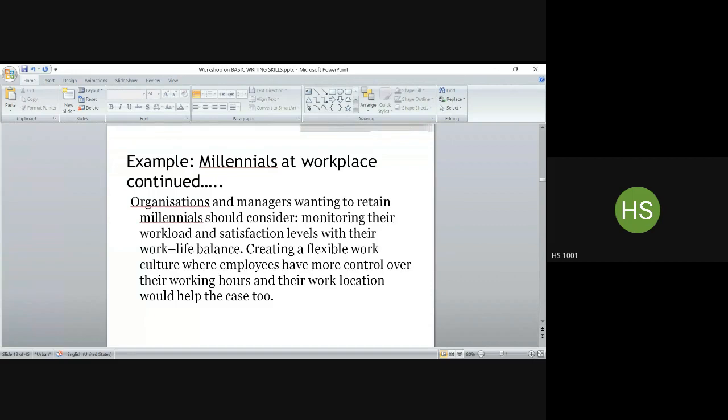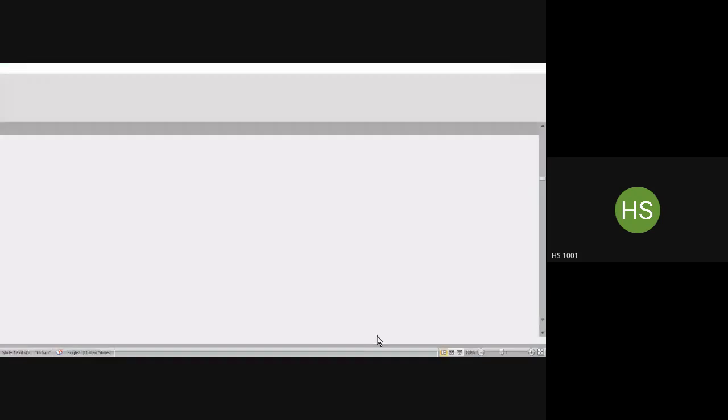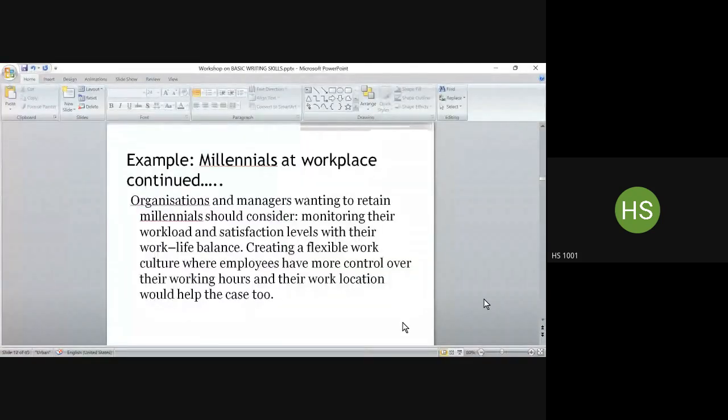Organizations and managers wanting to retain millennials should consider monitoring their workload and satisfaction levels with their work-life balance. Creating a flexible work culture where employees have more control over their working hours and their work location would help the case too. Okay, what kind of concluding sentence is this? Read through them quickly and tell me what it is.